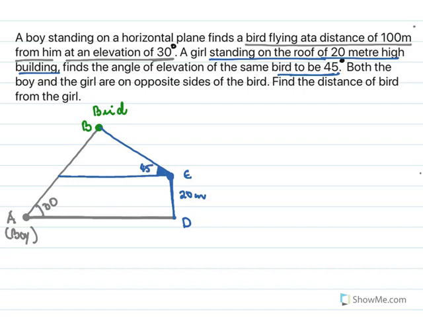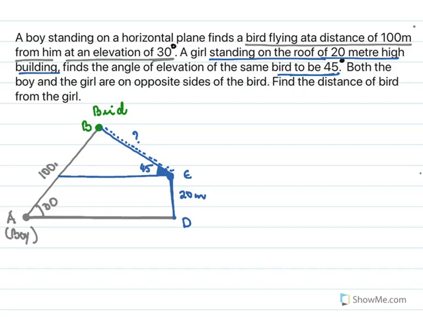Both the boy and the girl are on the opposite sides of the bird. Find the distance of the bird from the girl. So this is our question. To find, this is our question. This is the distance of the girl from the boy, from the bird. Here, this is 100 meter.